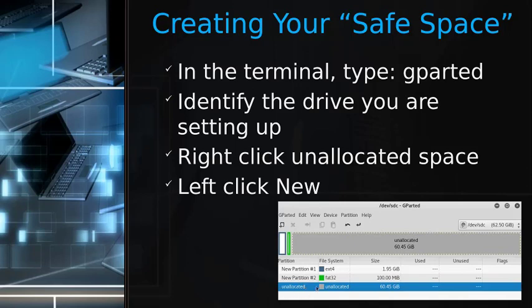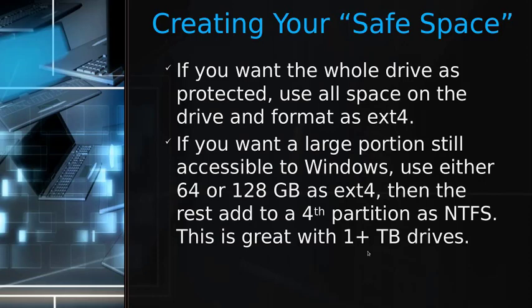Now we have all this extra area, in this instance only 64 or 60 gig. So what you'd want to do in this area is right click on the unallocated space, then left click on new, and then choose basically the entire area for your drive. If you're using an external hard drive, it would be slightly different. I would only pick 64 to 128K, format that as ext4, and then use the rest and format that as NTFS. So then you would have 4 partitions.